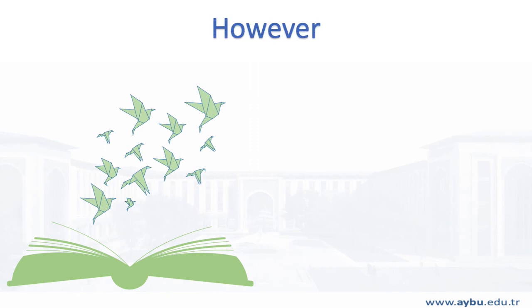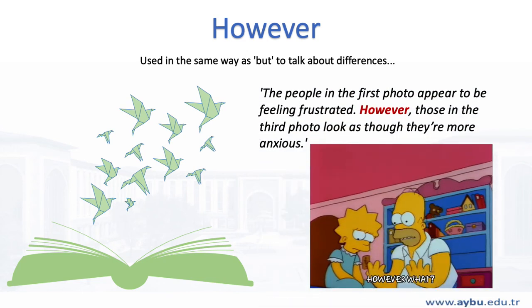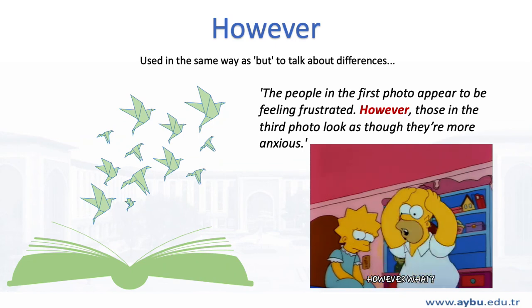You can also use however as the second usage of but to talk about differences, just like in the example. The people in the first photo appear to be feeling frustrated. However, those in the third photo look as though they are more anxious.